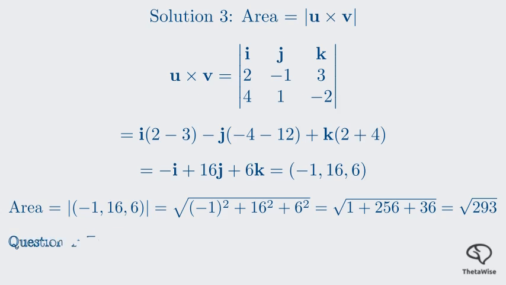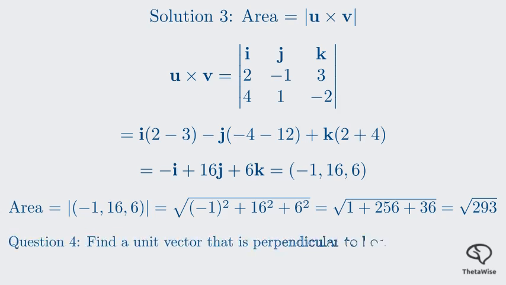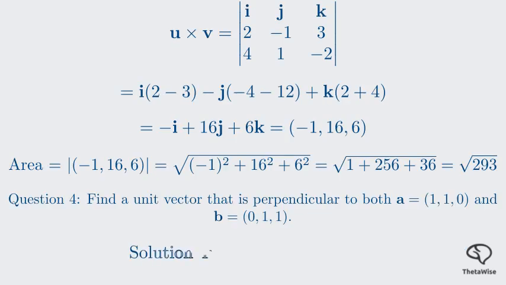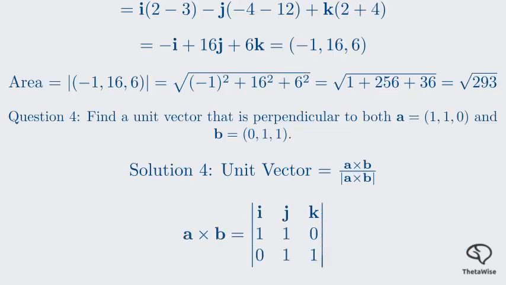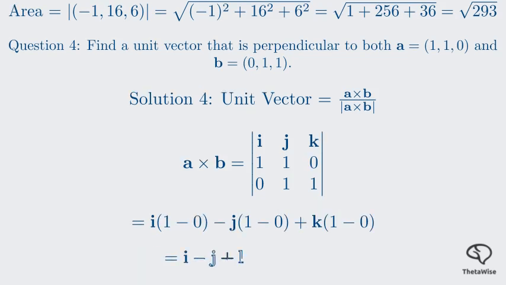Question 4 involves finding a unit vector perpendicular to two given vectors. Solution 4. We know that the cross product A cross B gives us a vector perpendicular to both A and B. A unit vector in that direction is found by dividing the cross product by its own magnitude. First, we calculate the cross product. The determinant expansion gives us i times 1 minus j times 1 plus k times 1. So, A cross B is the vector 1, 1, 1.